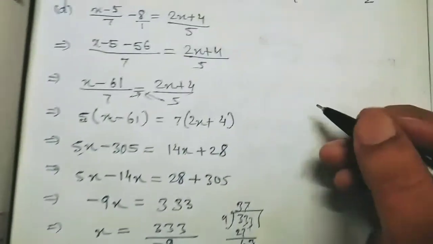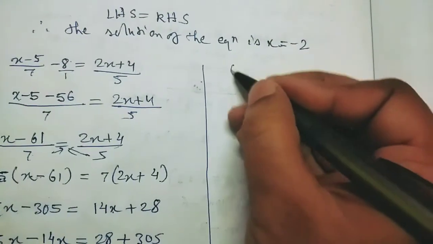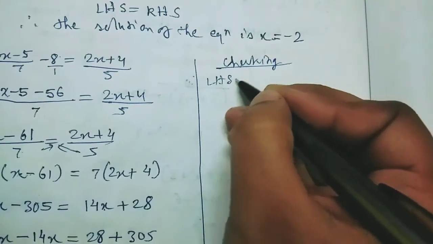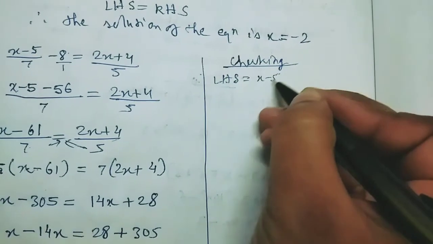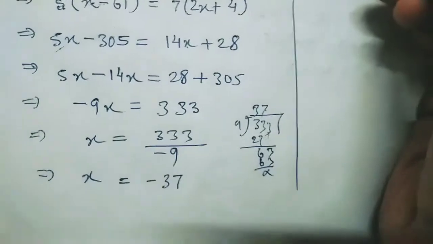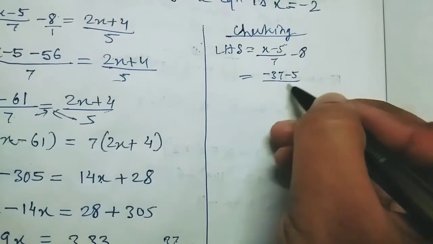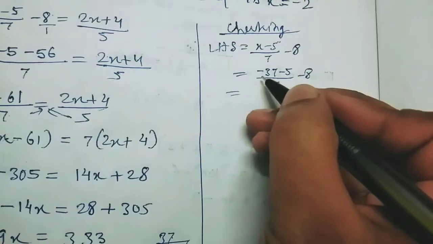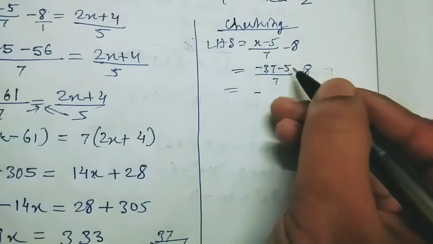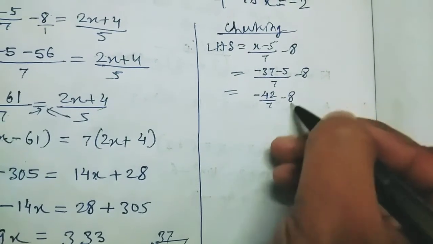Now we'll check our answers. So give one line here. Start checking. First of all, the LHS is (x - 5)/7 - 8. So put the value of x here. The x value is minus 37. So put here (-37 - 5)/7 - 8. So minus 37 minus 5 is what? The operation will be plus, the sign will be minus. 37 plus 5 will be 42, by 7, minus 8.